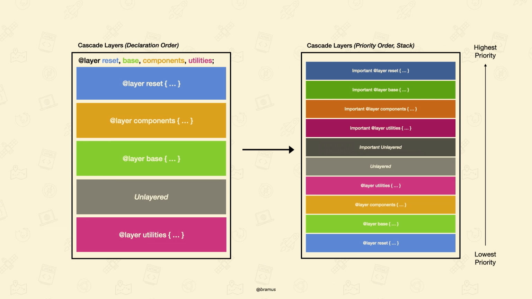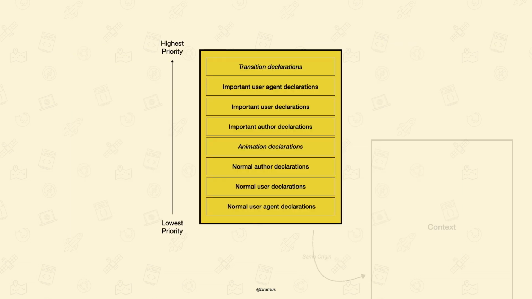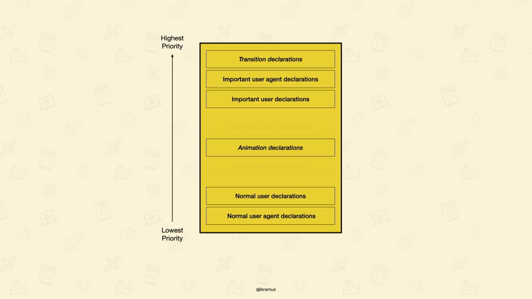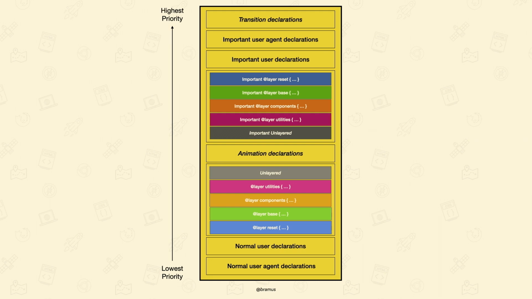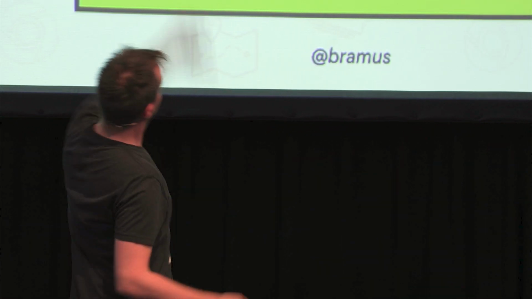Now, this visualization is not entirely correct because the top part, the one that use important, they are also part of a different origin. They are no longer part of the normal author origin. They are part of the important author origin. So if you bring back our visualization that we had there, these two, well, we can basically like replace them with our Cascade layers, like this. And this is the whole priority stack. I always run out of screen estate there, but it fit in just nice. So this is how like the whole origins thing works.